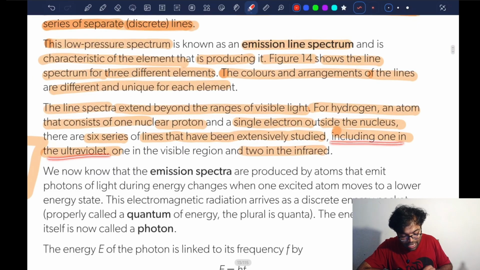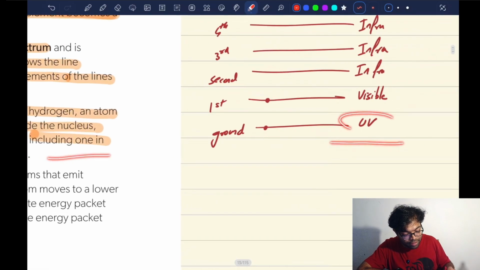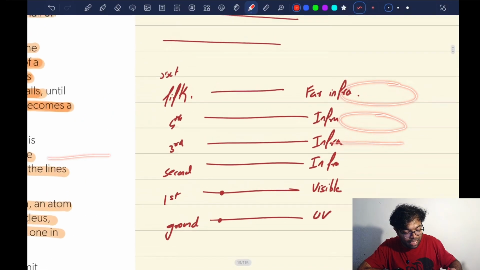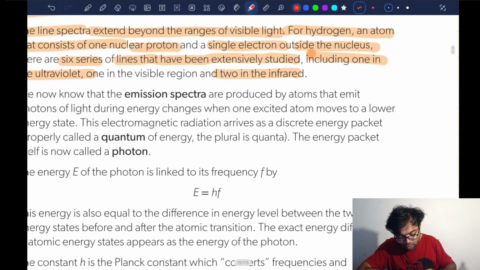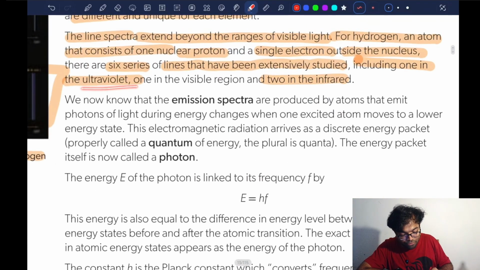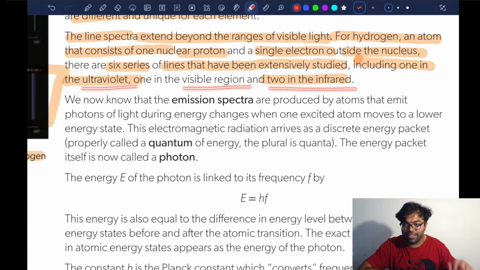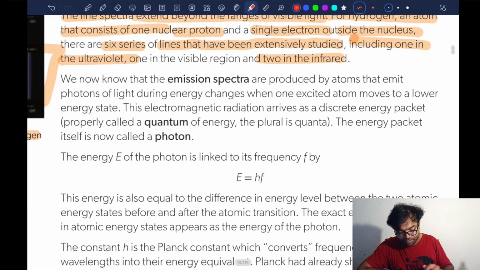This includes one in the ultraviolet region, one in the visible, and a lot of them in the infrared range. This is not for every element, this is only for hydrogen. All these scientists were interested in studying the amount of energy or light that was being released by hydrogen.